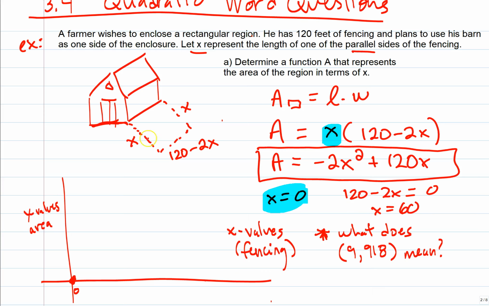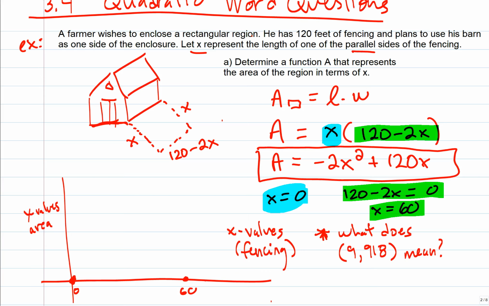Okay, so obviously if both of these sides were 60 and 60, there wouldn't be any width to the rectangle, and the area becomes 0 again. We only have 120 feet of fence. So if I make two fences back to back that are 60 feet, there will be no space in between. Okay, so these are our two zeros. The first one we got by setting x equal to 0, the second one by setting the other factor equal to 0. So I know I'm dealing with a quadratic with a 0 at 0 and a 0 at 60.